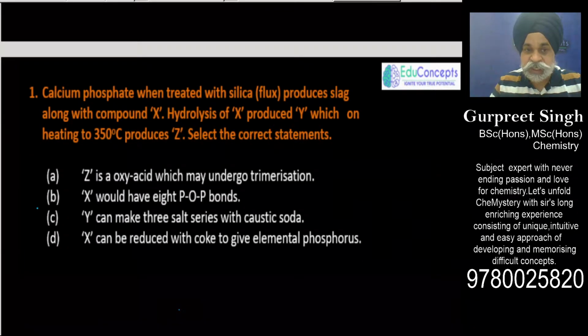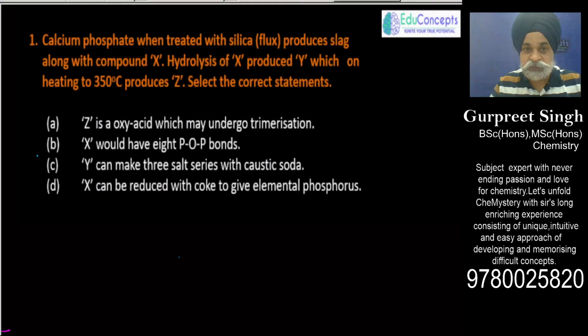What is being asked in this question is that calcium phosphate is treated with silica and produces slag and a compound X, which on hydrolysis gives Y and which on heating gives Z. What I could see here is that metallurgy got mixed with the topic of hydrolysis, and the effect of heating is also being asked. The things are very interesting in this question. I would want you to solve this question by pausing the video and then see the discussion.